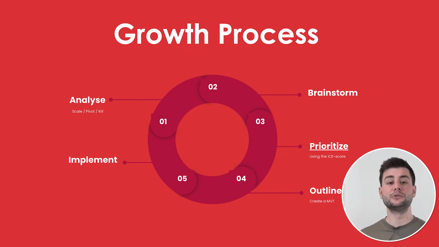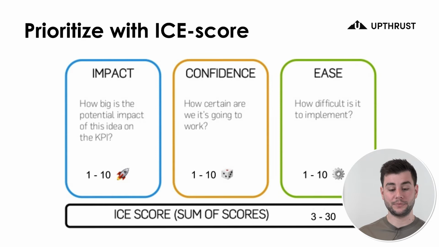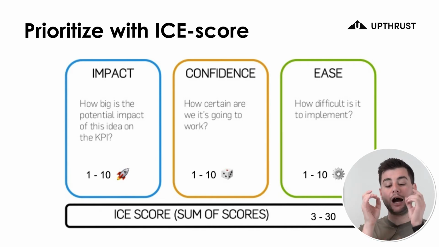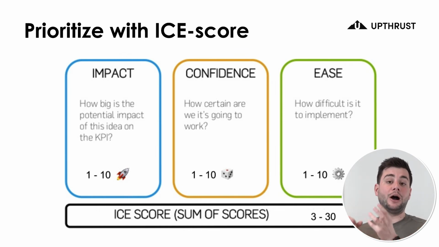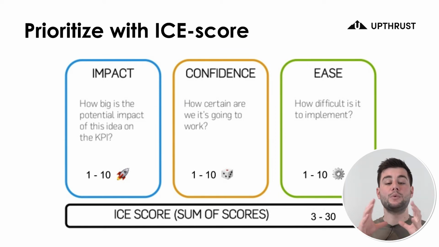And we're going to use a simple system called the ICE score to determine which experiments we will do first. ICE stands for Impact, Confidence, Ease. Impact: what is the potential impact if this experiment is a success? Confidence: how certain are we that this is going to work? Ease: how difficult is it to implement this, taking into account time, resources, and budgets? And we will then take the sum of these 3 aspects.